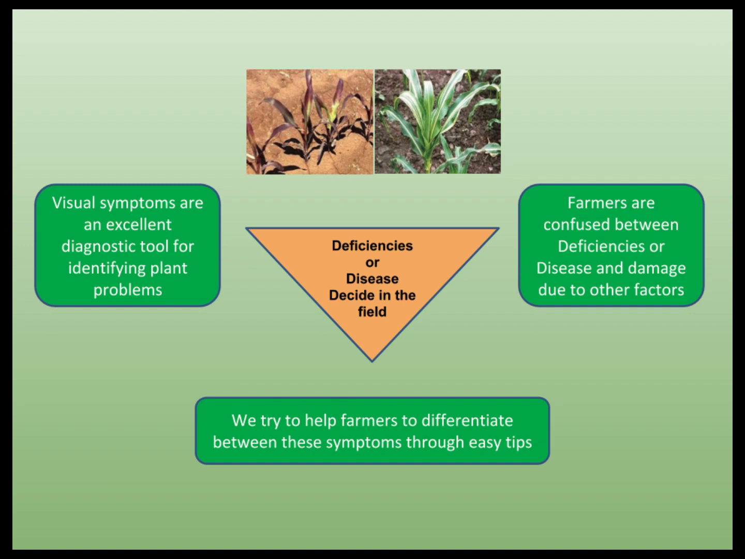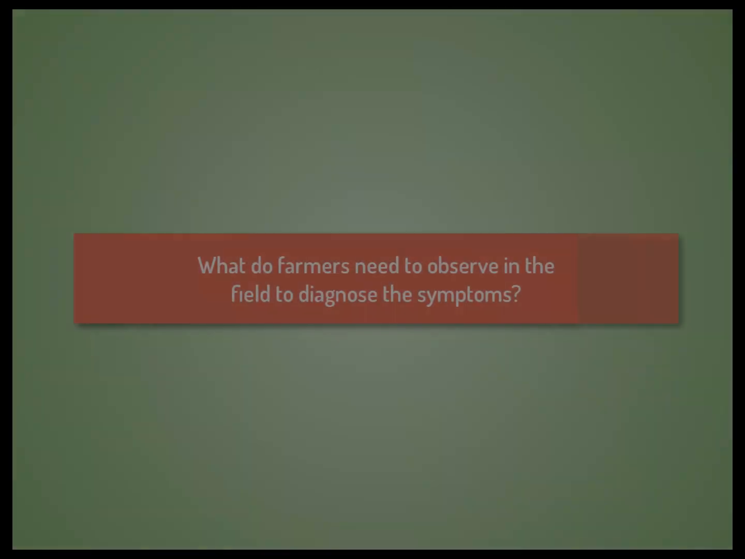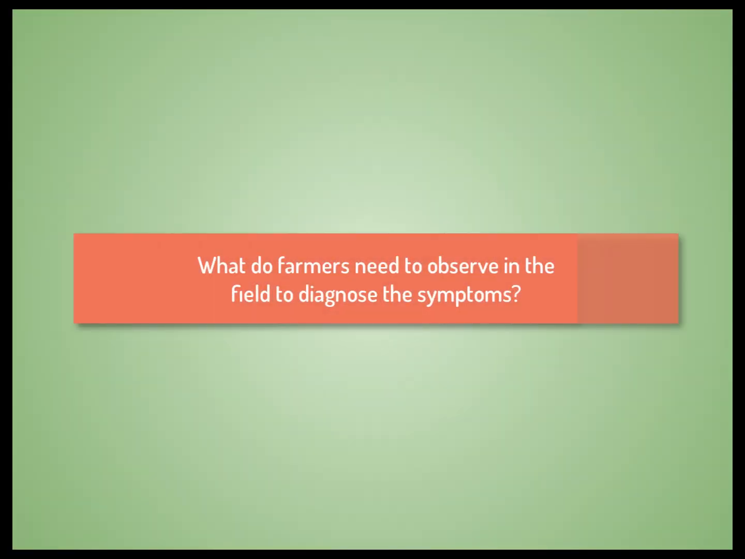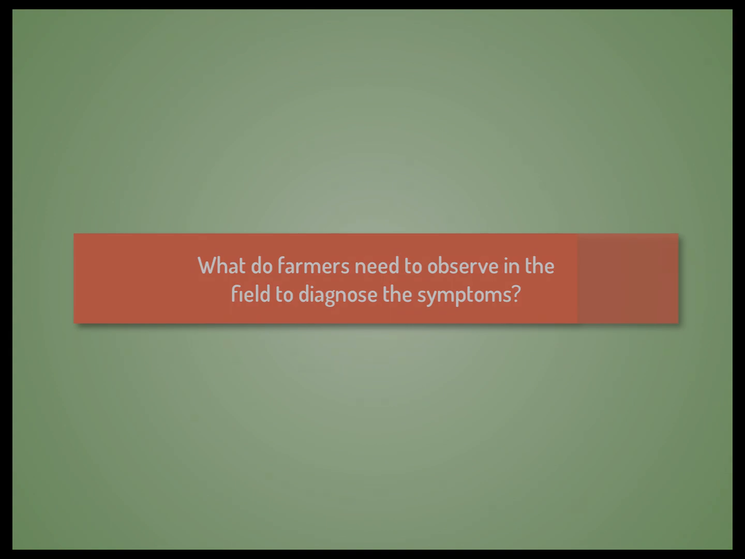Visual symptoms are very important tools to identify the problems before taking up correct measures to overcome the problems. But farmers many a times are confused because many symptoms appear externally similar to each other. To help farmers in correctly identifying the exact problem, we from Soul of Krishi are going to suggest easy steps or tips to differentiate between these symptoms. So the question is, what do farmers need to observe in the field to diagnose the symptoms?